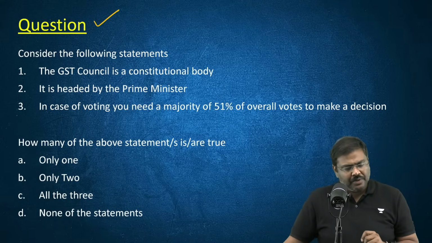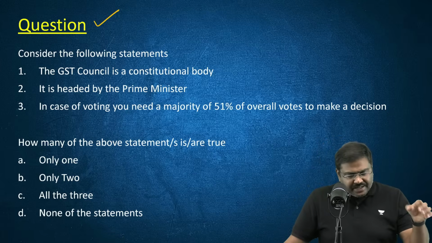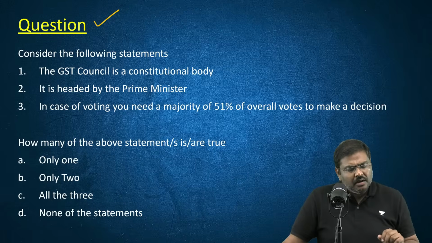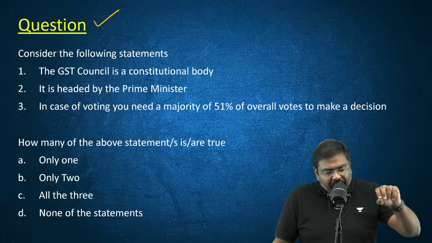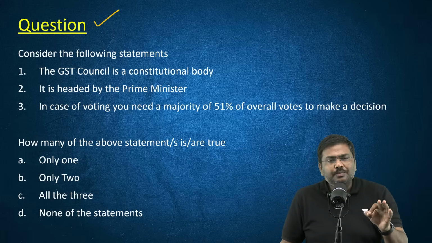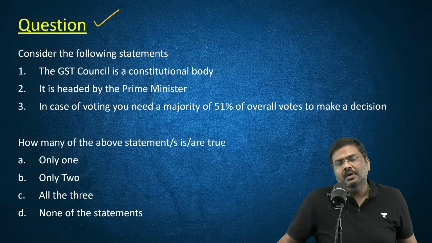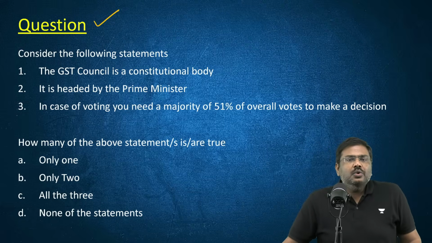Solve the question now. Consider the following statements. The GST Council is a constitutional body. Straightforward question, by the way. It is headed by the Prime Minister. In case of voting, you need a majority of 51% of overall votes to make a decision. How many of these particular statements are true? Only one, two, or three? Do let me know the answer.